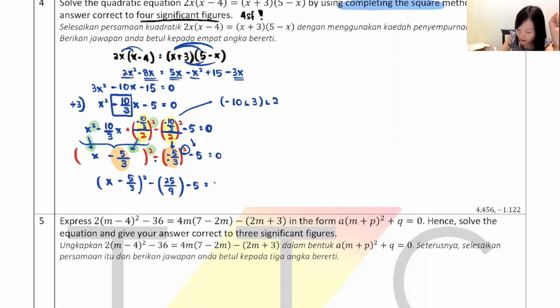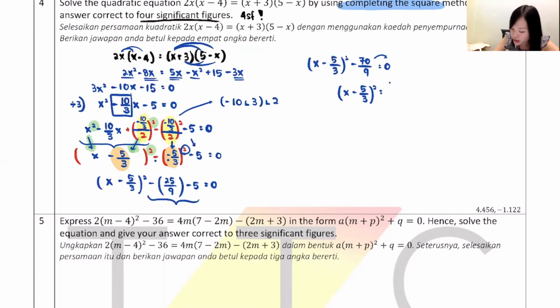Then minus 5 equals 0. Continue writing nicely. The big bracket square is still the same. Then the back part, I will combine these together. So negative 25 over 9 minus 5. I get negative 70 over 9 equals 0. So in completing the square, if you want to find the x answer, you start to move everything away except the x, because you'll find the answer, right? So this one, I just write down.